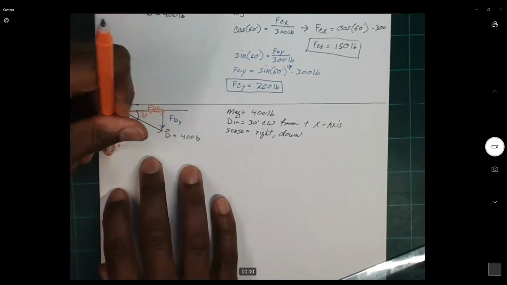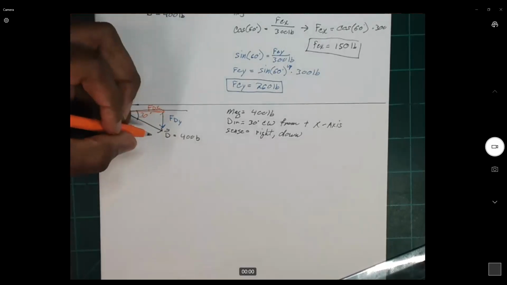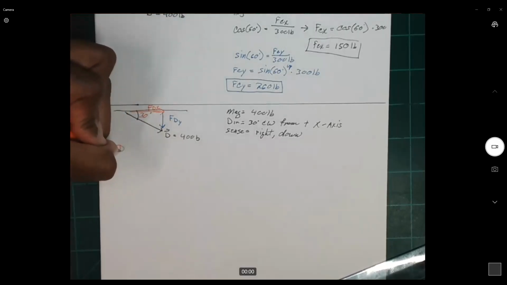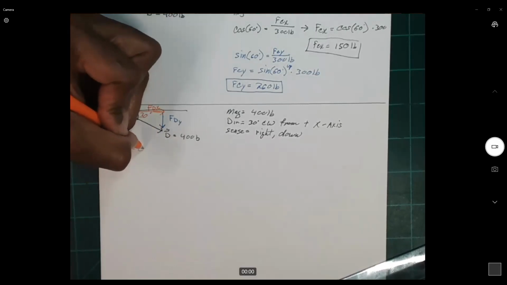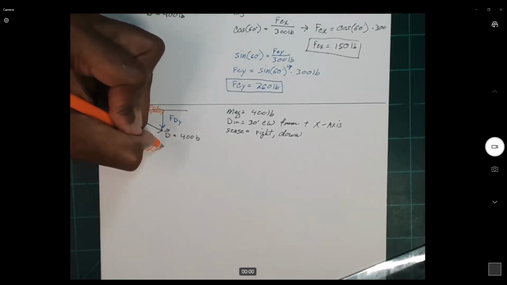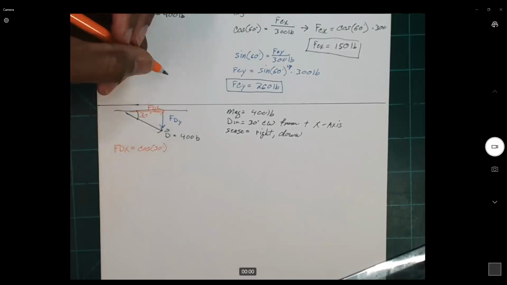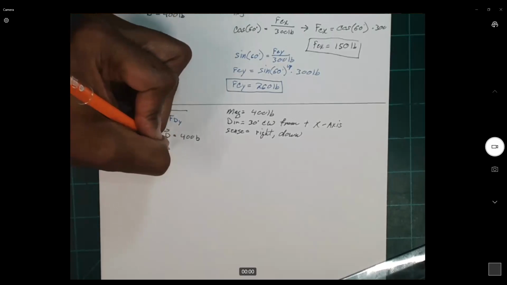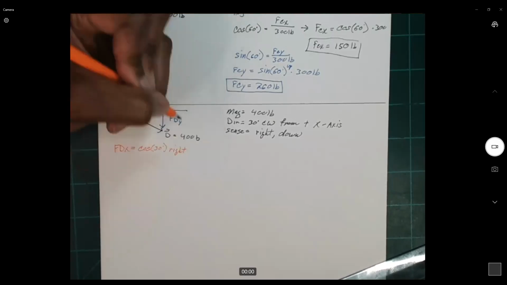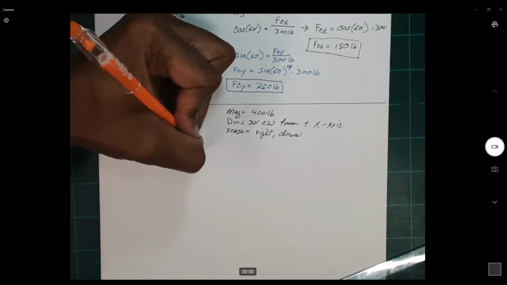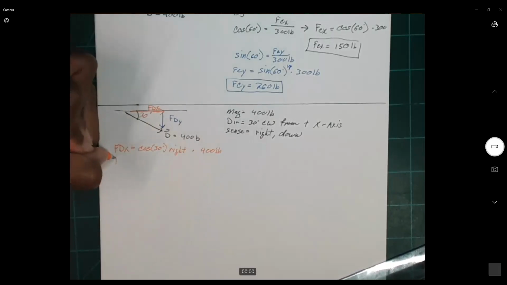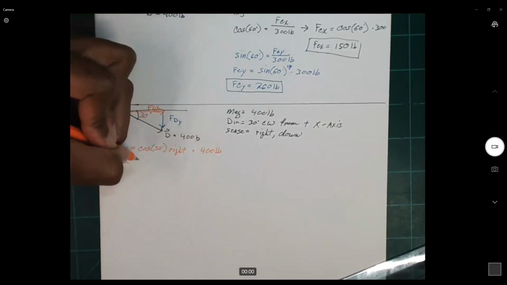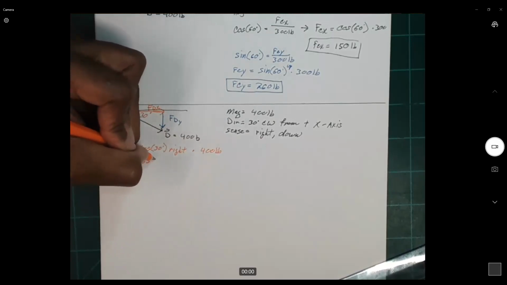How about this? We're going to say F dx equals cosine 30 degrees, right, multiplied by 400 pounds. That would be 350 pounds.